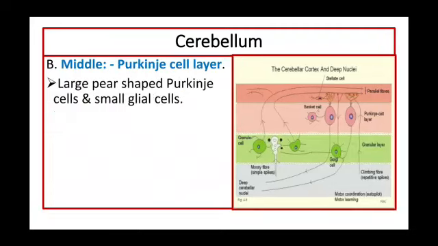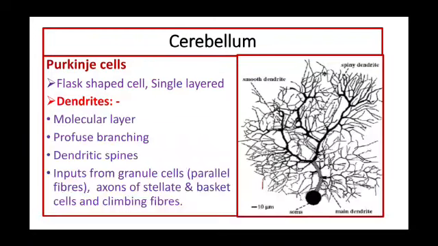So the middle layer comprises the Purkinje cell layer. It has large pear-shaped cells. So we'll try to describe each Purkinje cell. The Purkinje cells are flask-shaped and single layered. Dendrites are present in the molecular layer. They are profusely branching and they contain dendritic spines.